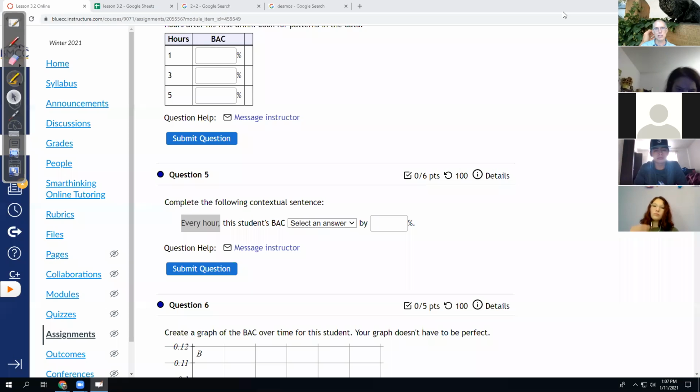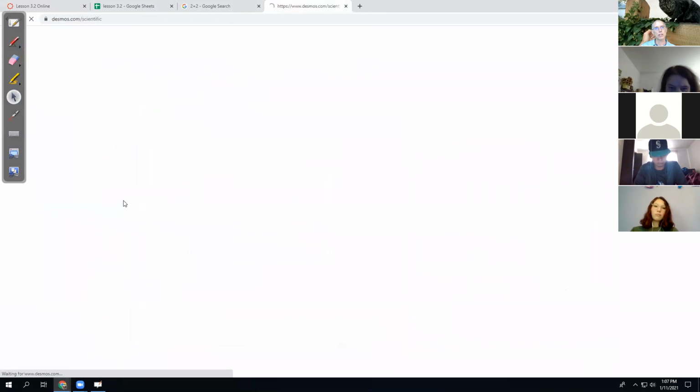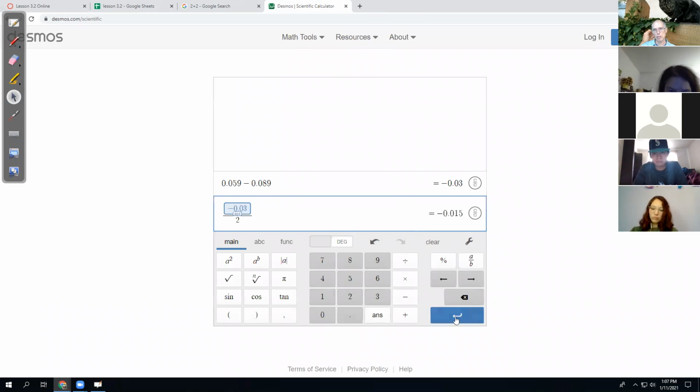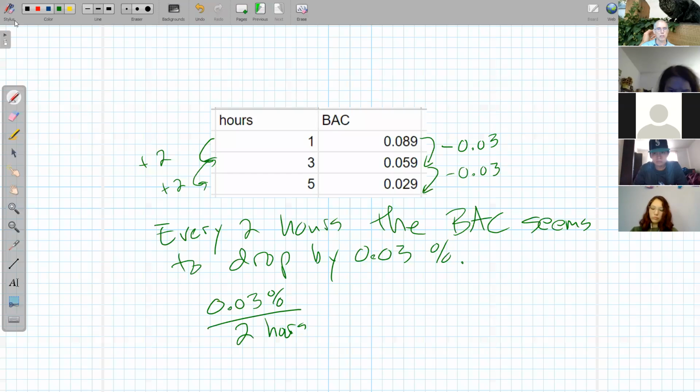So I could ask, I haven't used Desmos today. Let's do Desmos Scientific. Double check, if I take 0.059, subtract 0.089, missed a 0. There's my negative 0.03. And then I want to take that previous answer and divide it by 2, and I get 0.015.